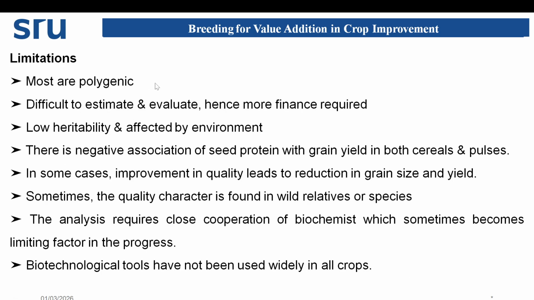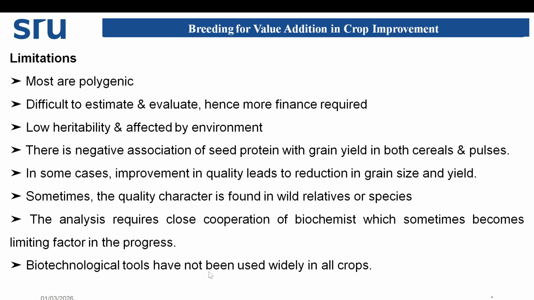Limitations: most are polygenic traits. It is difficult to estimate and evaluate, hence more finances are required. Low heritability and affected by environment. There is a negative association of seed protein with grain yield in both cereals and pulses. In some cases, improvement in quality leads to reduction in grain size and yield. Sometimes the quality characters are found in wild relatives or species. The analysis requires close cooperation of biochemists, which sometimes becomes a limiting factor in the progress.